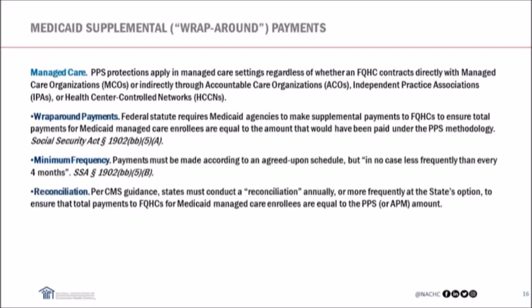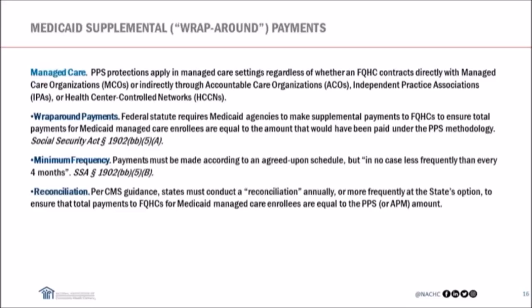So the first thing to realize is that your protections under wraparound that make you whole to PPS apply whether you are participating directly in a contract with a managed care entity and taking some kind of value-based arrangement, or you're contracting with a managed care entity through an ACO, an accountable care organization, or an IPA, or a health center controlled network. Regardless of whether there's an intermediary involved or not, your PPS protections protect you as a health center and ensure that you're paid in full at a minimum your PPS rate for each encounter.